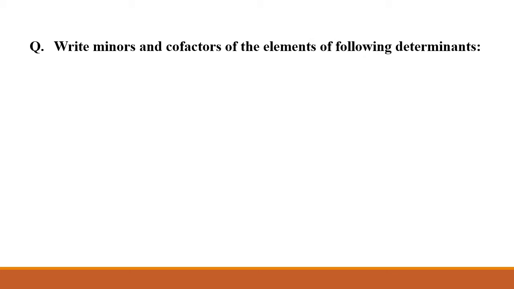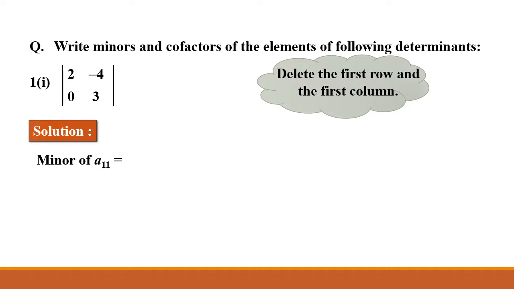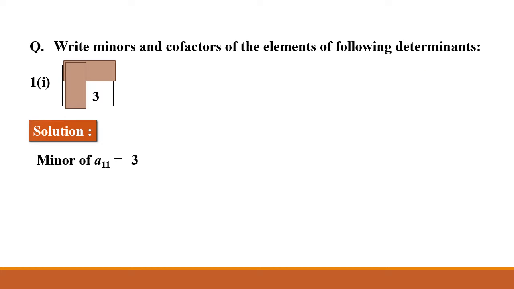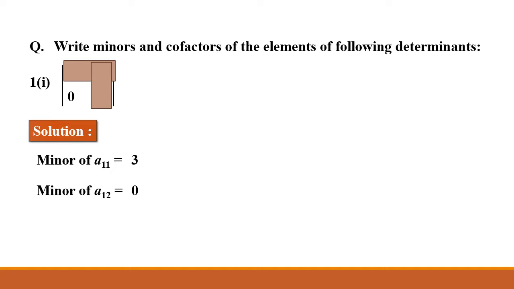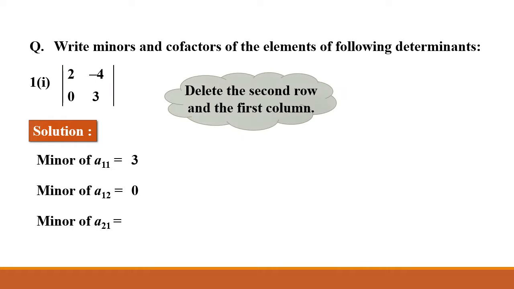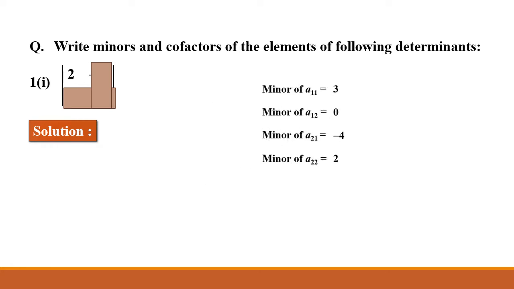Next, write the minors and cofactors of the elements of the following determinants. So the first question is the determinant 2, minus 4, 0, 3. So minor of A11 will be equal to 3. Next, minor of A12 is equal to 0. Minor of A21 will be equal to minus 4, and minor of A22 is equal to 2.